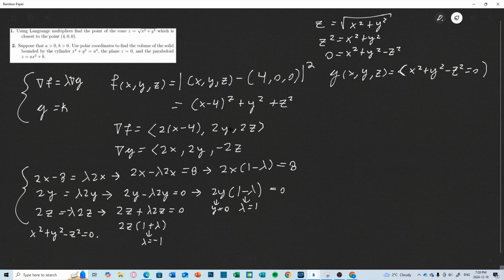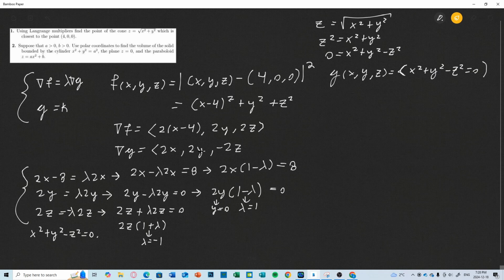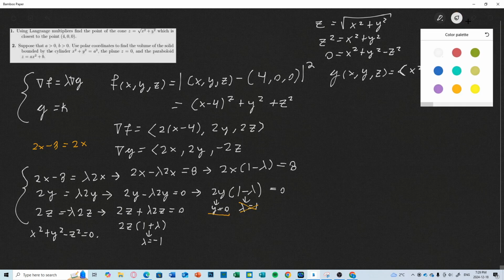So the easiest thing to start with here, once we have all our equations set up, is to check our y, because either y could be 0 or lambda is 1. If we have lambda equal to 1, this means that 2x minus 8 is equal to 2x, which just isn't true, which means that lambda can't be equal to 1 and that y is equal to 0.